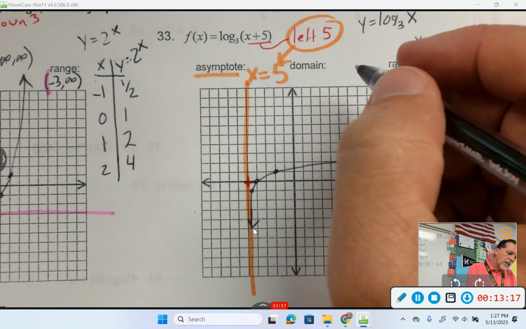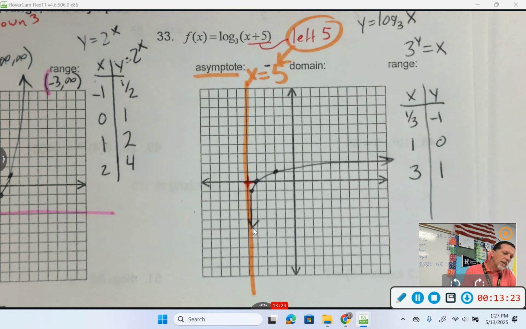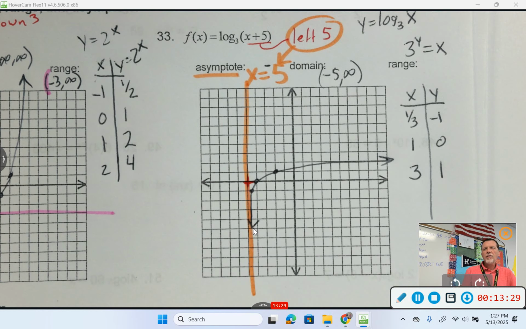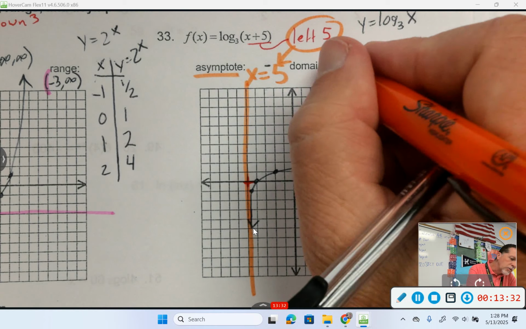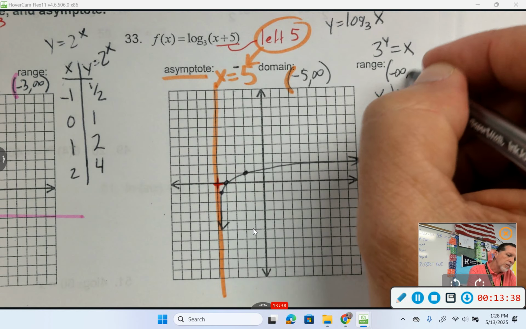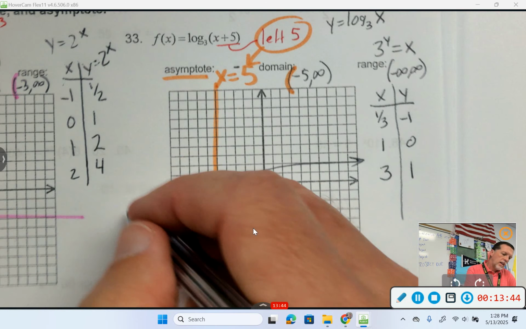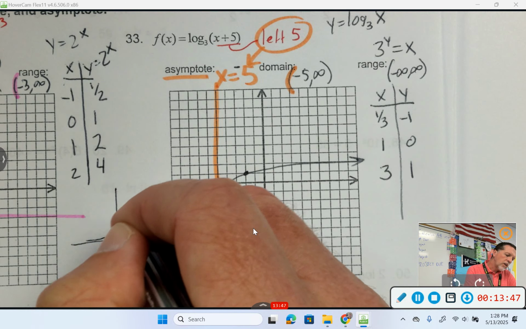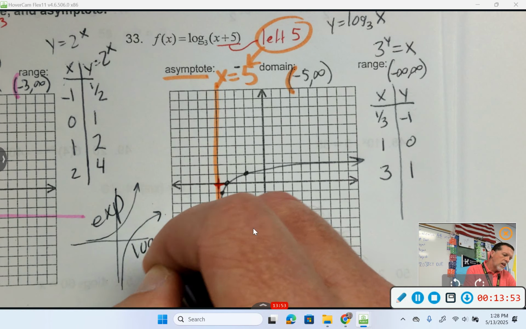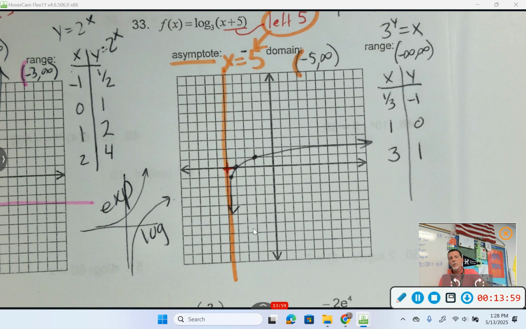Domain, let's move left to right. Oops, x equals -5. So I'm going to start at -5, go to infinity. I guess just be careful. I'm not starting at -5 because I don't want to include -5. It's that asymptote thing again. And then the range is all real numbers. Again, logs and exponents are inverses of each other. And generally speaking, they look like that. Obviously, that's before we move them around.